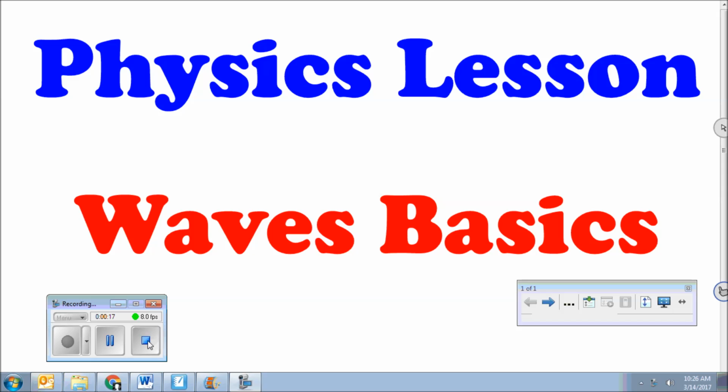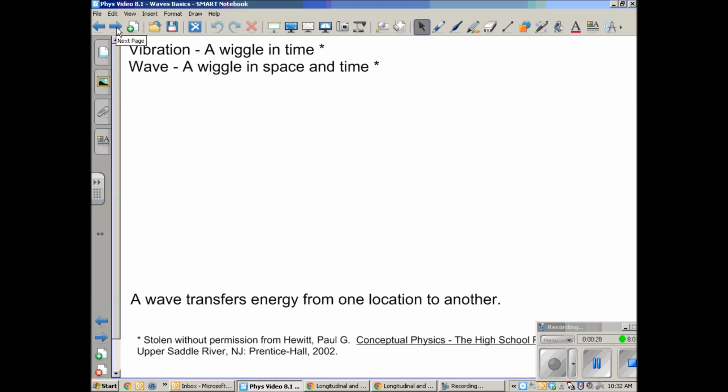First of all, these two definitions are stolen from the author of your book, from Hewitt. He describes a vibration as a wiggle in time and a wave as a wiggle in space and time. So all he's getting at there is this, that a vibration looks like this. You've got a particle or an object at some point, and if it's vibrating, it just means that it's going back and forth, back and forth, back and forth like this. And so all of the energy is kind of localized in one spot.